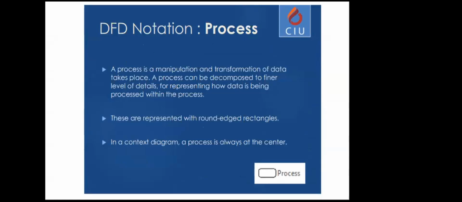that can be decomposed each time when you go to a deeper level to define more details about your system. They are usually represented with round edge rectangles, and in the context diagram there's always at the center one process, only one in the context diagram. Now in the level 1, you divide the context diagram process into multiple ones, and each time you can divide up to 10 to 15.